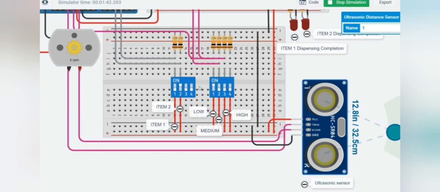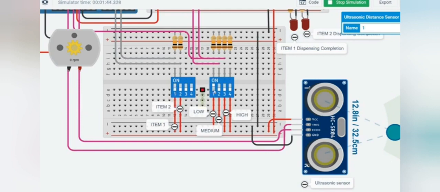We'll verify another two cases. If the user has selected the items and the quantities without placing his plate, then what will happen? We'll verify. Here the user has selected item 1 and the low quantity, but without holding his plate. Now also there is no rotation in the DC motor because there is no plate to collect food. We have verified one thing.